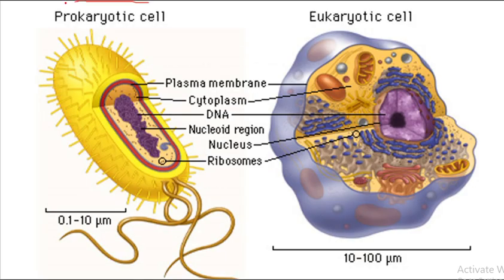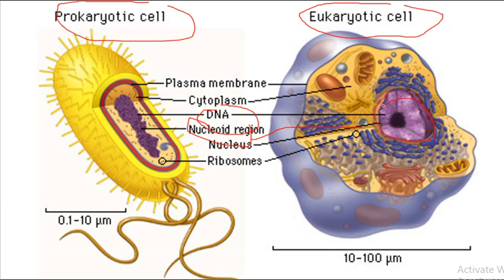You can see the example of a prokaryotic cell and a eukaryotic cell. In this prokaryotic cell, you can see the DNA and the nuclear region are not enclosed by a membrane. On the other hand, the nucleus here contains a nuclear membrane surrounding it. That is the difference between a eukaryotic cell and a prokaryotic cell. The eukaryotic cell contains organelles which are membrane bound, while the prokaryotic cell contains organelles which are not membrane bound.